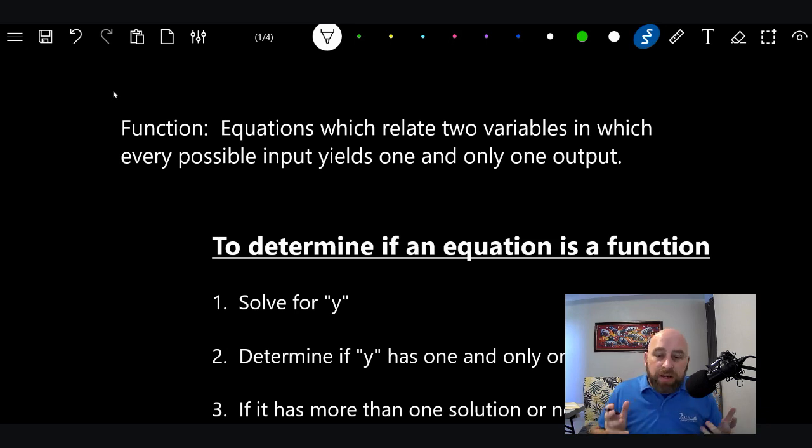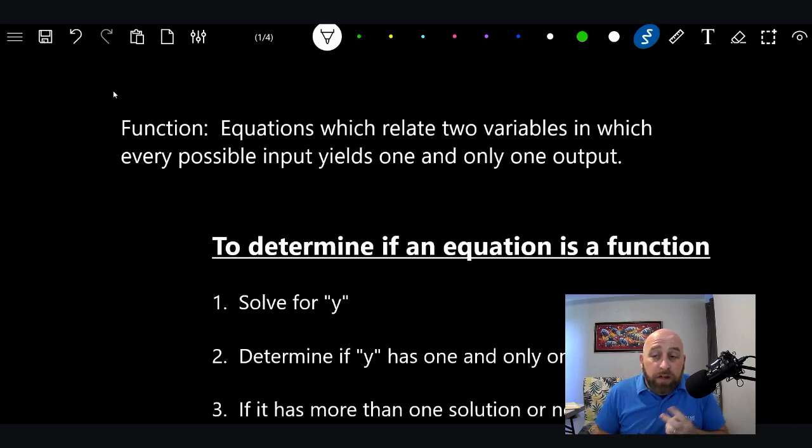These are equations. They have two variables, okay? It's an x and a y. We talked about that with direct variation. So two variables, x and y, in which every possible input, so every time you put something in for x, remember x is the input, it only gives you one answer for y.